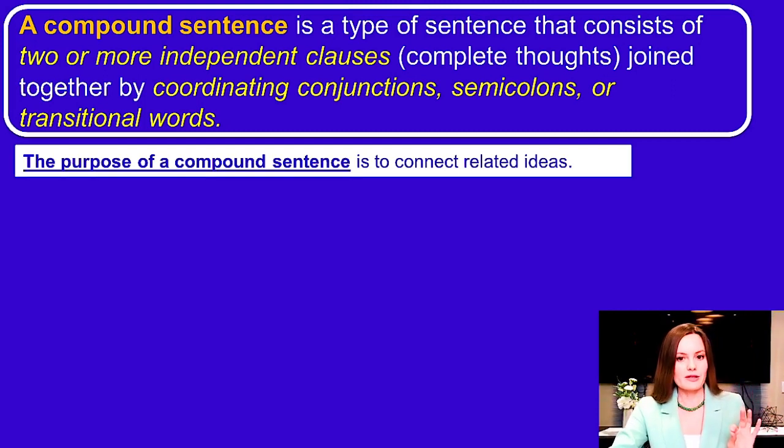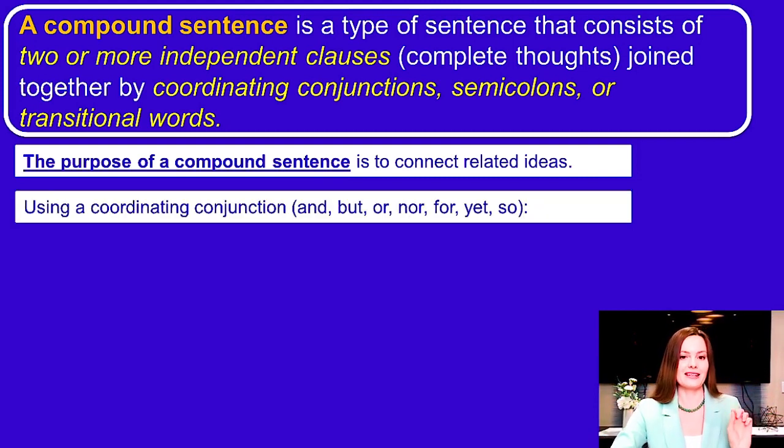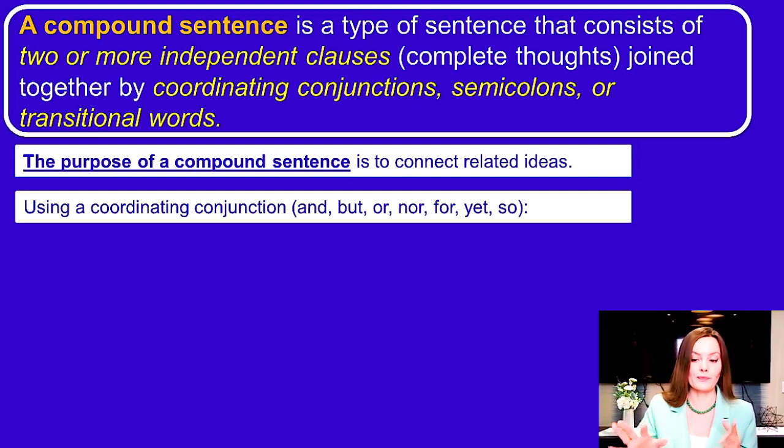The purpose of a compound sentence is to connect related ideas. But you should remember that those 2 ideas are independent. Let's take a look at this example. Let's begin with using a coordinating conjunction. So we know that a compound sentence may consist of 2 or more independent clauses, right? And they can be connected using coordinating conjunctions such as and, but, or, nor, for, yet, or so.